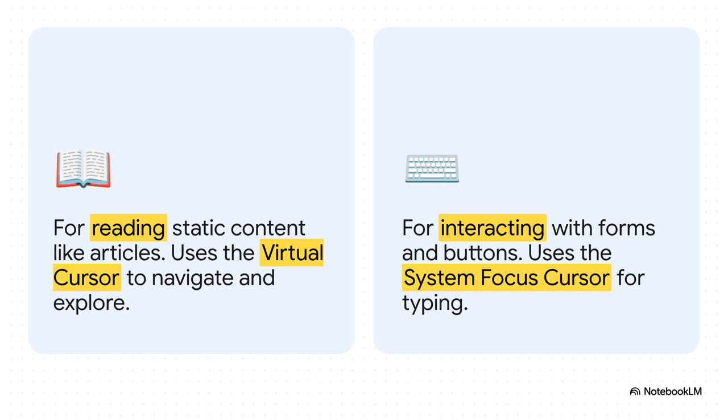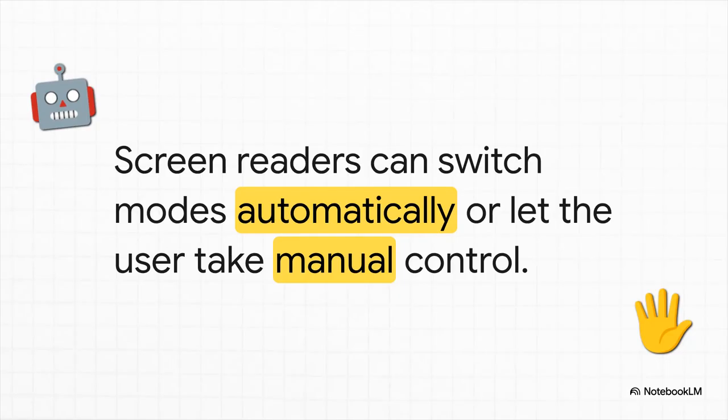This is for interacting. Now your keyboard isn't jumping around the page. It's typing your username and password directly into those fields. One mode for taking information in, another for putting information out. And the really cool part? The screen reader is usually smart enough to switch gears for you. You land on a form field, boom, it puts you in focus mode automatically. But the user is always in the driver's seat. They can switch back and forth manually whenever they need to.